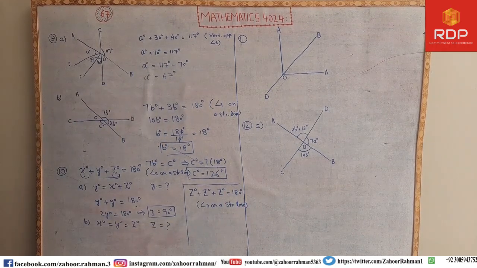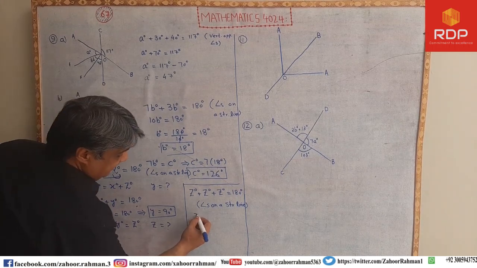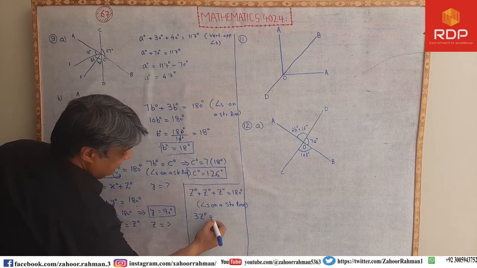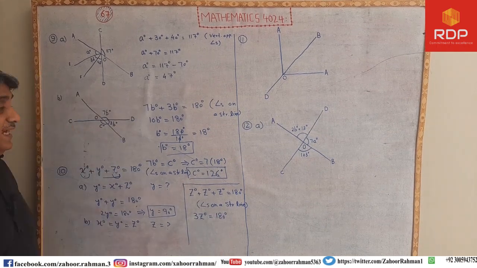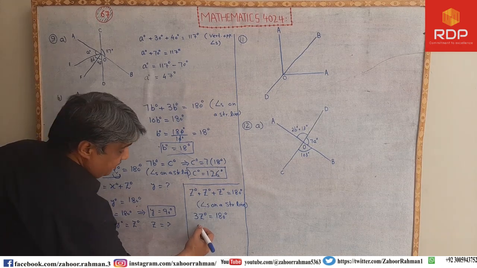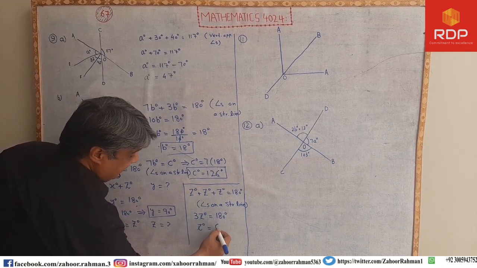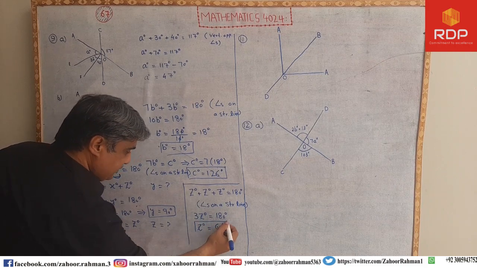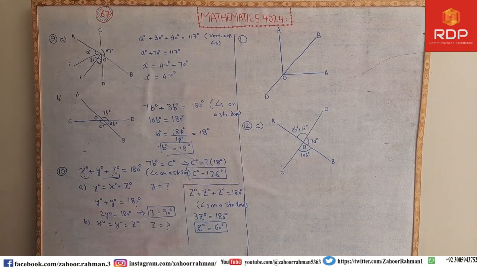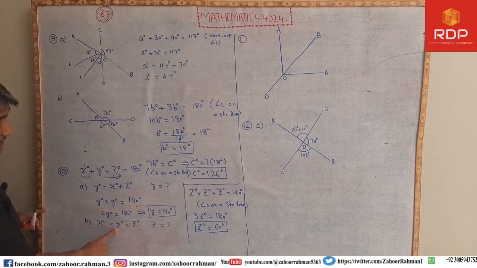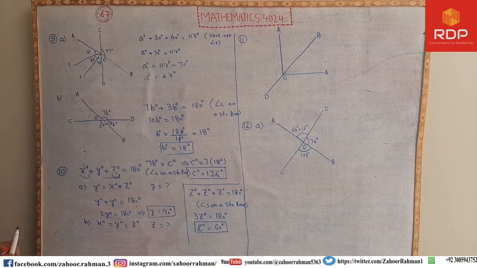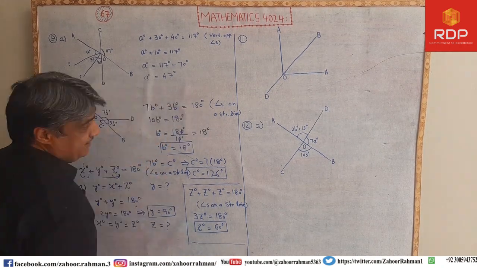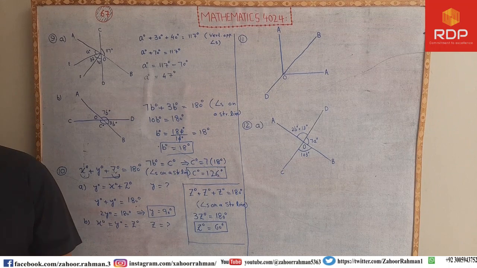And ladies and gentlemen, you can write it is 3Z degree is equal to 180 degree. And by doing proper calculation, we can get that when all the angles are equal, X, Y, and Z, then it automatically yields that every angle will be 60. Why? Because 60 multiplied by 3 is equal to 180. So it means that we are absolutely correct in our answer.